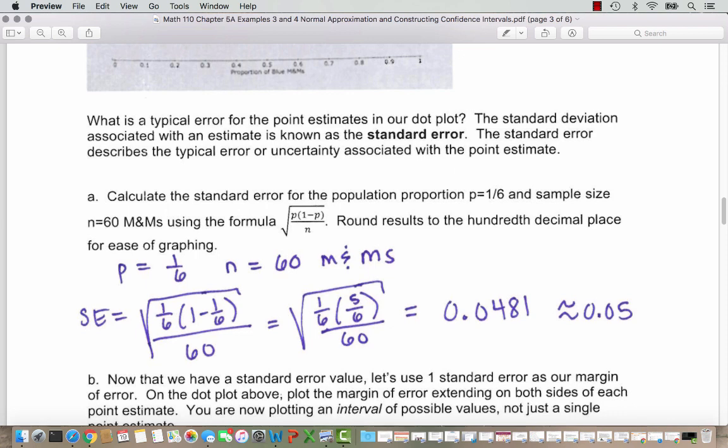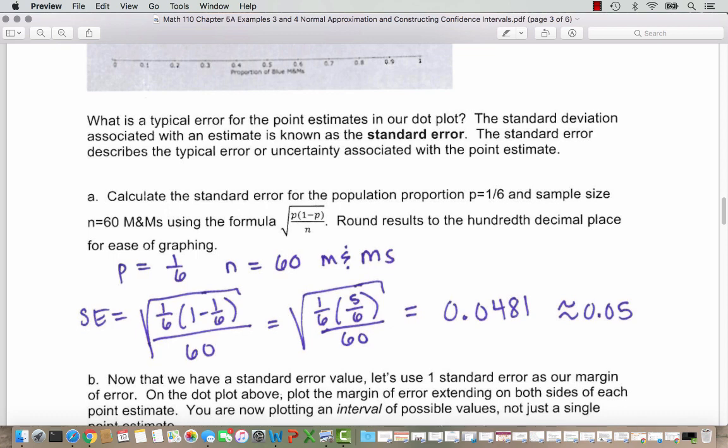All right, we're using the population proportion p equals 1 out of 6. This is the proportion the M&M employee gave us, and we're going to assume it's true. And then we're using a sample size of n equals 60 M&Ms. So our standard error, I call it SE for short, is going to equal the square root of 1 out of 6 times 1 minus 1 out of 6, all divided by 60.